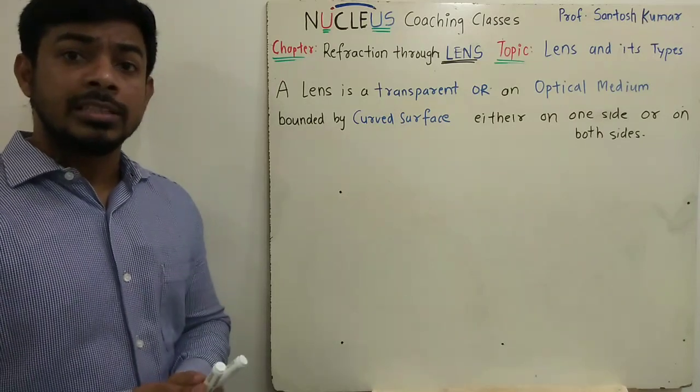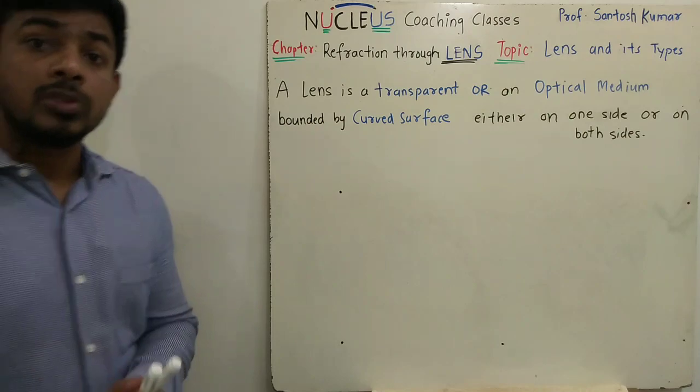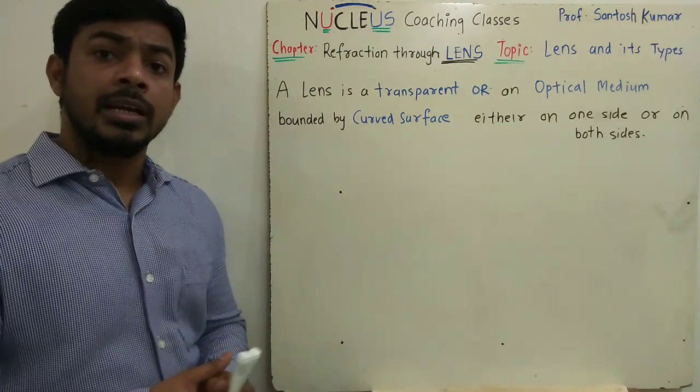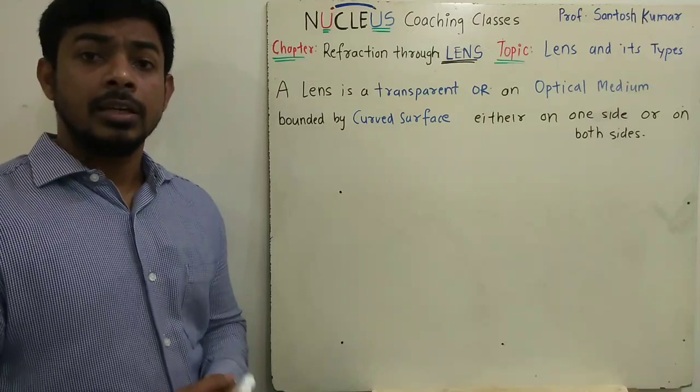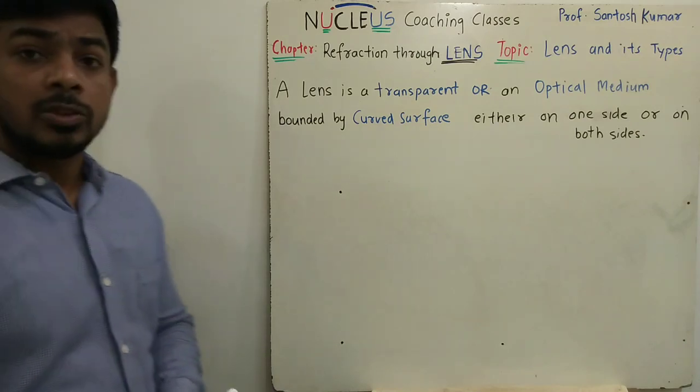And later on in this chapter, we will be studying the ray diagrams, where we will first study the rules for the refraction of light, and various positions of the object kept in front of the lens to obtain the image. So let's start with the definition of lens.